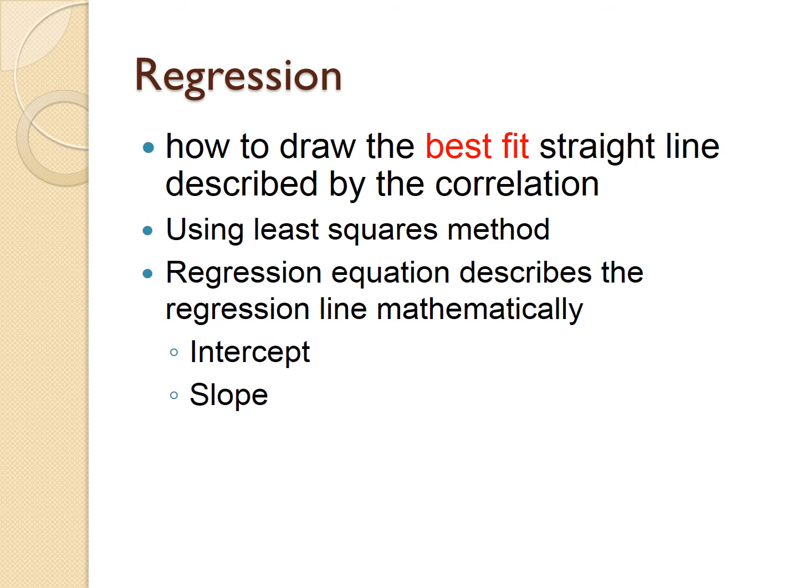The least squares method is a way to determine the equation of the line that provides a good fit to the points. The least squares method ensures that the vertical distances from the data points to the best fit line are as small as possible. As the name shows, the least squares method minimizes the sum of squared residuals.